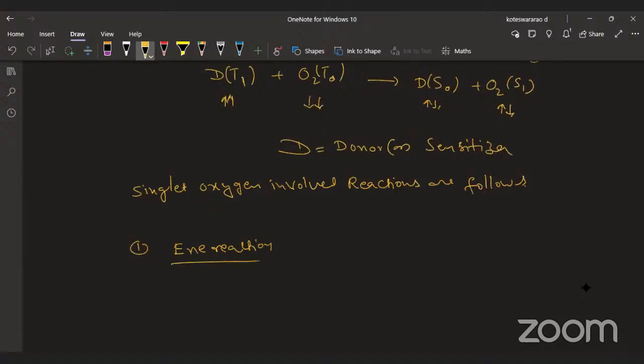In that, alkenes which contain allylic hydrogens are oxidized to hydroperoxide. The reaction occurs with a shift of the double bond and may involve a concerted mechanism or a peroxide intermediate. In the case of the peroxide intermediate, it can be isolated and characterized. This is the allylic system. This is the methyl group.